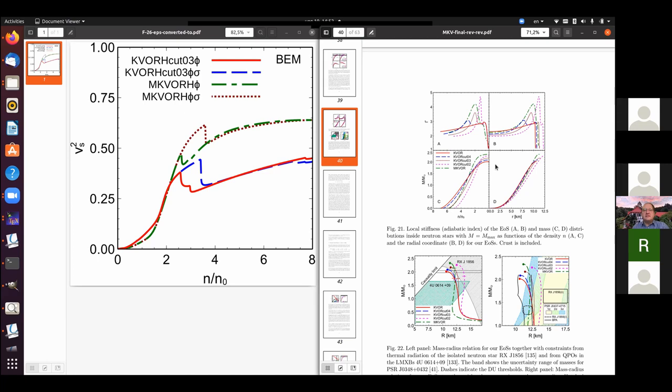It should be third order. So the speed of sound can be continuous just for the hyperons case. The speed of sound can be continuous, but the derivatives are not.